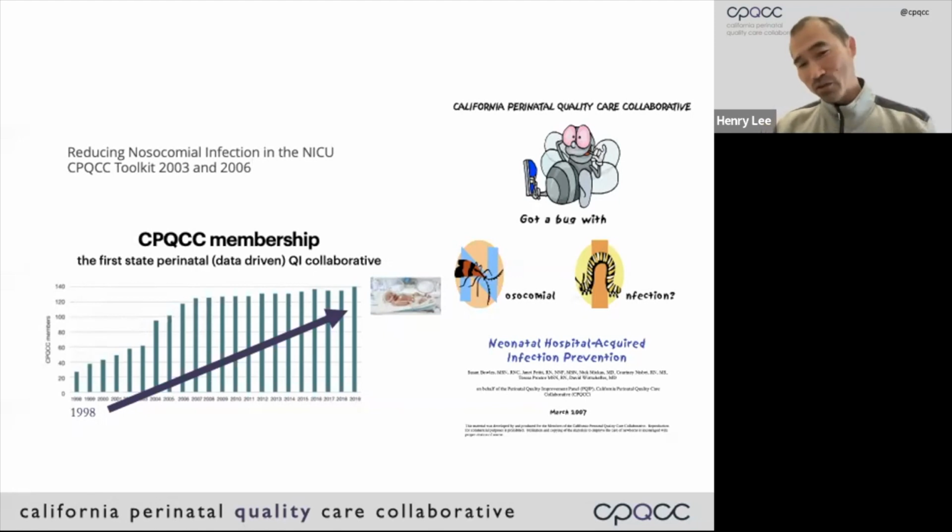These are perhaps the predecessors for the current toolkit, the nosocomial infection reduction toolkit 2003, and then updated in 2006. You can see, I think actually it's still up on our website, this older toolkit, and I imagine many of the principles there are still relevant that our colleagues have built on over the years.